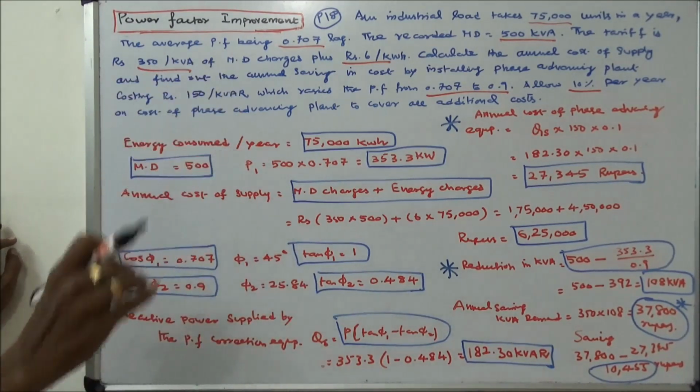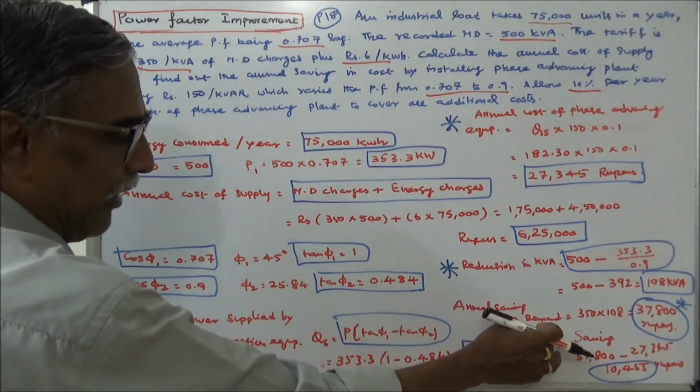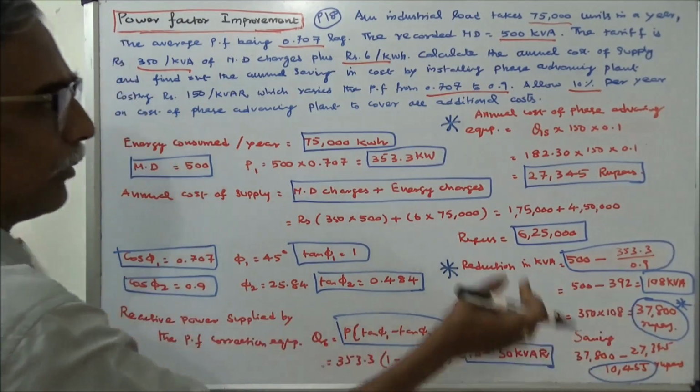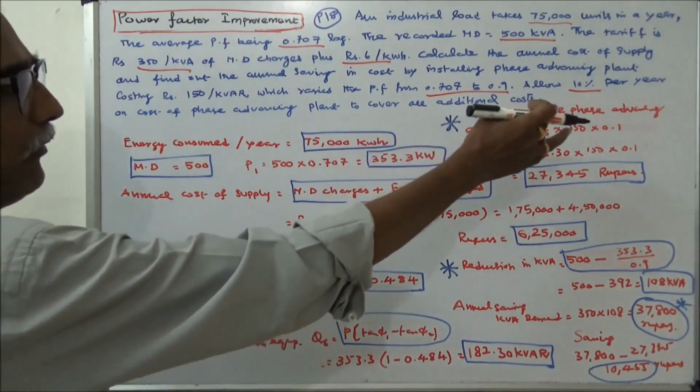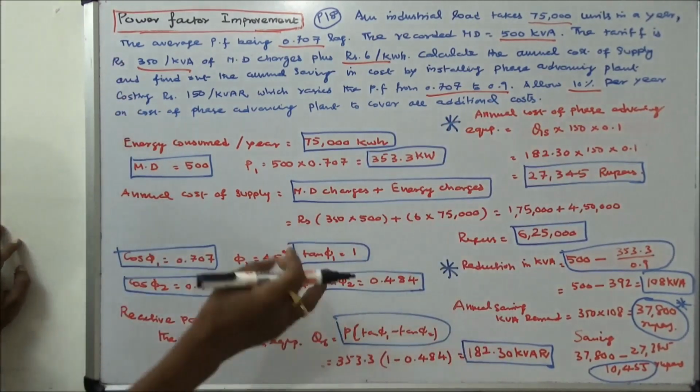So the total annual saving is: annual saving in kVA demand, 37,800, minus annual cost of phase advancing equipment, that is 27,345. So the annual saving is 10,455 rupees.